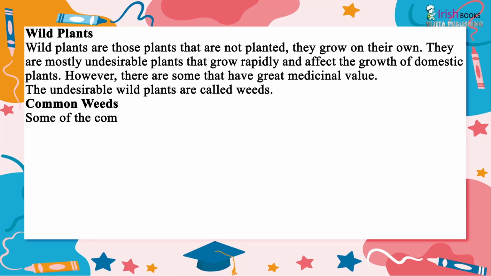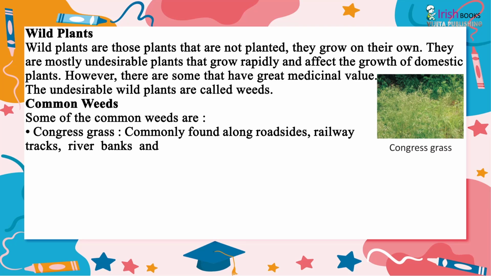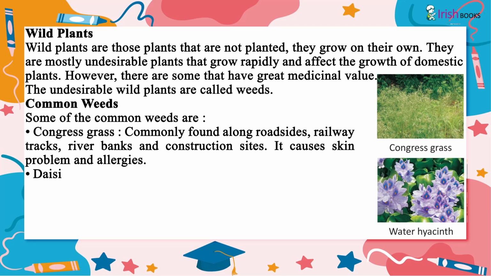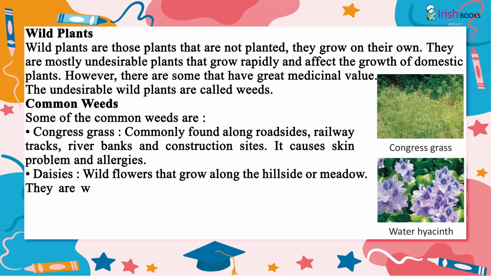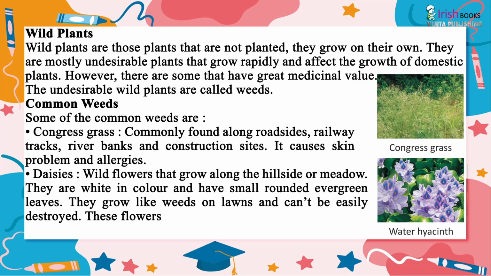Common weeds. Some of the common weeds are Congress grass, commonly found along roadsides, railway tracks, river banks, and construction sites. It causes skin problems and allergies. Daisies, wildflowers that grow along the hillside or meadow. They are white in color and have small rounded evergreen leaves. They grow like weeds on lawns and can't be easily destroyed. These flowers attract bees, butterflies, and birds.